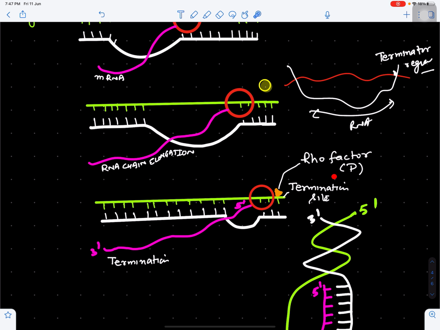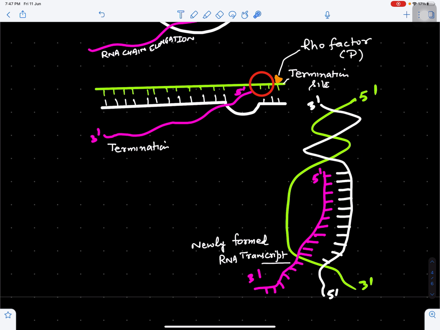For that, rho factor is required for termination of the RNA. Supposing RNA has been produced on this gene, it will be stopped over here. This is being produced opposite to this strand, and it will stop over here, right? So this is called RNA chain termination. So here rho factor will be there. When the RNA transcript has been produced, its formation will be terminated or stopped here.